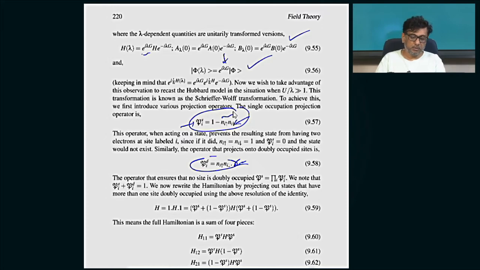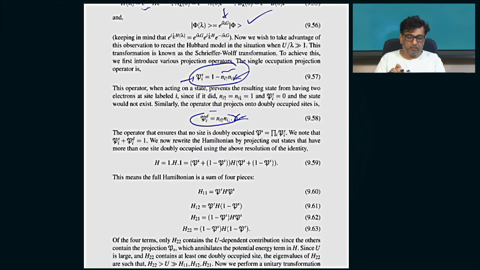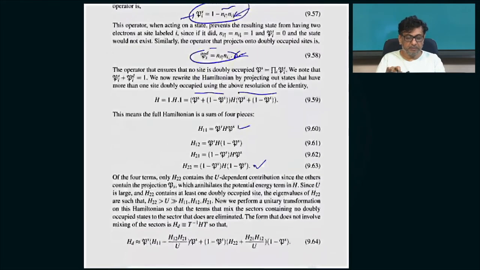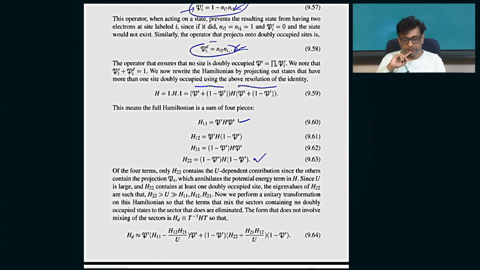Okay, so the bottom line is that this is a mathematical identity, just one written in a funny way. So what I am going to do is expand this out, and I will get four pieces. One is this H, which has been sandwiched between two single occupancy projections, and there is one which has been sandwiched between a single occupancy and a double occupancy projection, and lastly one which has been sandwiched between two double occupancy projections.